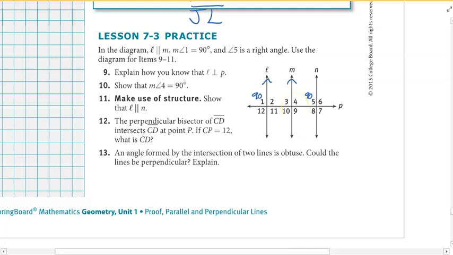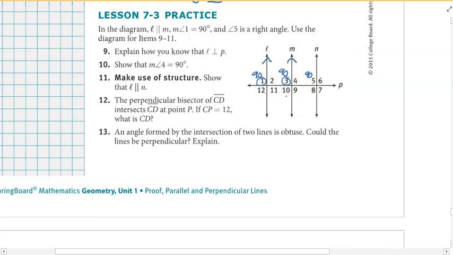Well, if these are parallel lines cut by a transversal, corresponding angles are congruent, so this is 90. Then we could use a linear pair here to prove that one. So corresponding angles 1 and 3, and then linear pair 3 and 4. These have to be supplementary, so 90 plus 90 equals 180 for that one.